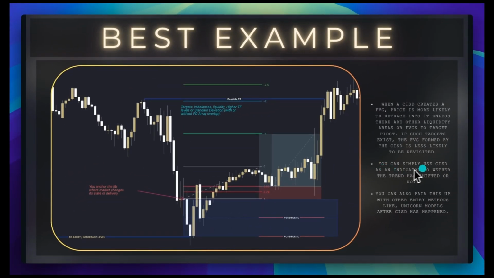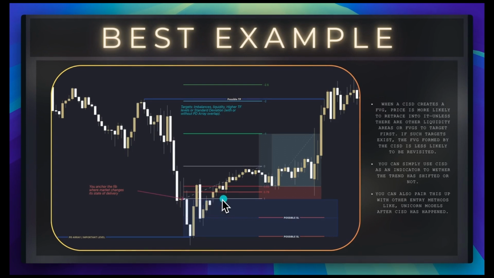Next, you can simply use CISD as an indicator of whether the trend has shifted or not. A lot of the time you can just use CISD to know whether the trend has shifted, instead of using it as an entry. You'll see an example of this later on, but just so you understand, CISD doesn't have to be used as an entry method. It could just be used as an indicator of whether the trend is shifting from bullish to bearish or bearish to bullish.